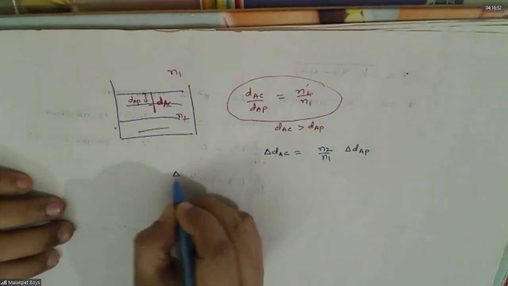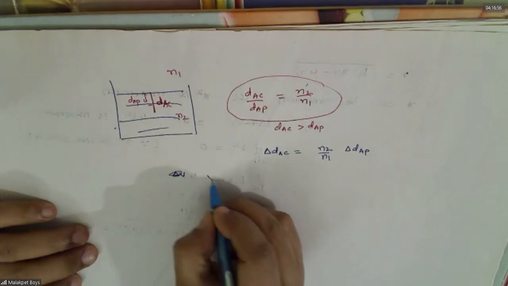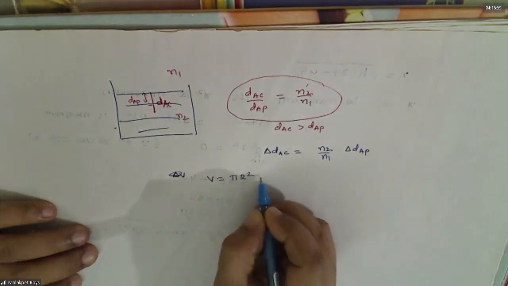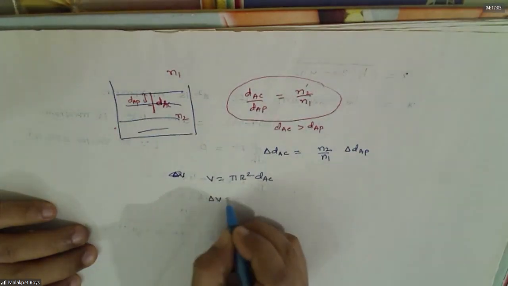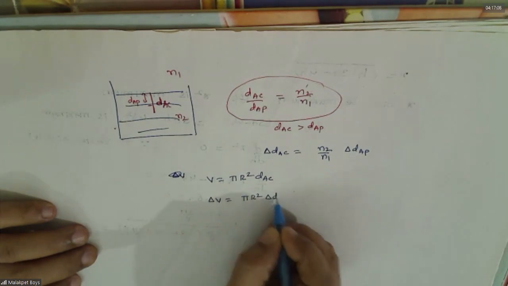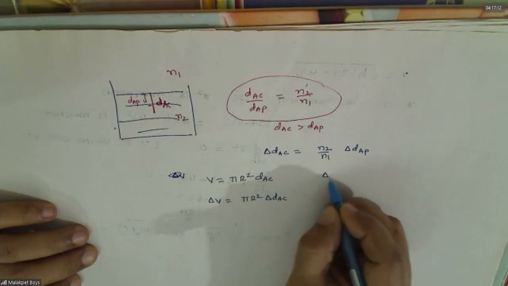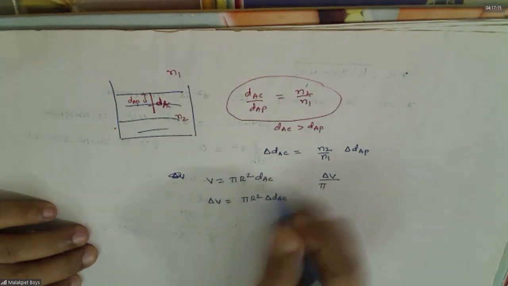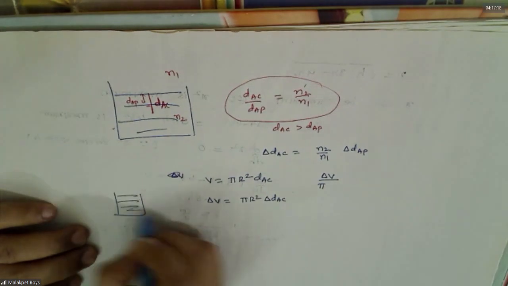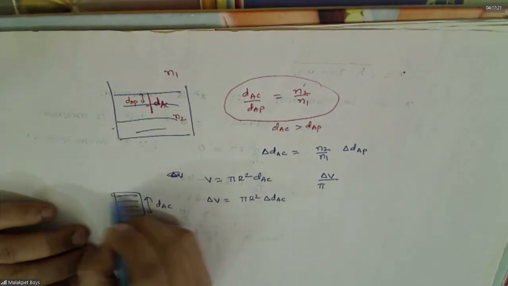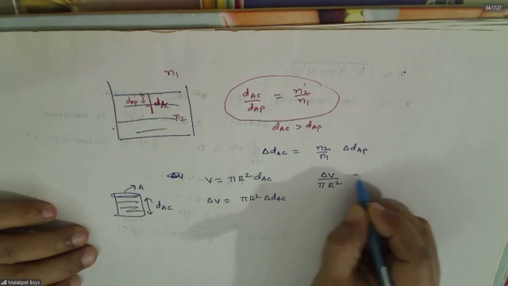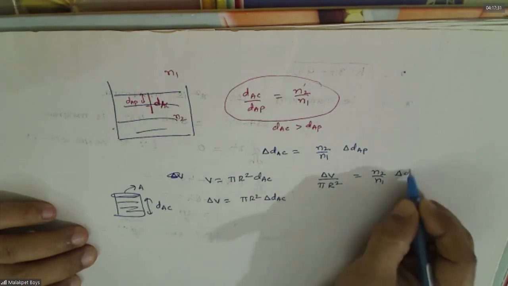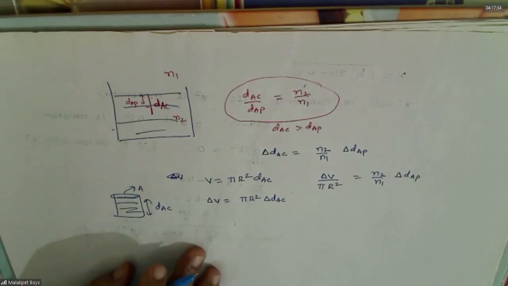Now, what is delta V? Change in volume, no? Okay, we'll do one thing. This is pi r square into actual depth, no? Real depth, no? So delta V, so substitute here, is volume. Volume means in the given figure, what he has given is the actual depth, this is the area. So I can take like this now. Any doubt? No, sir.